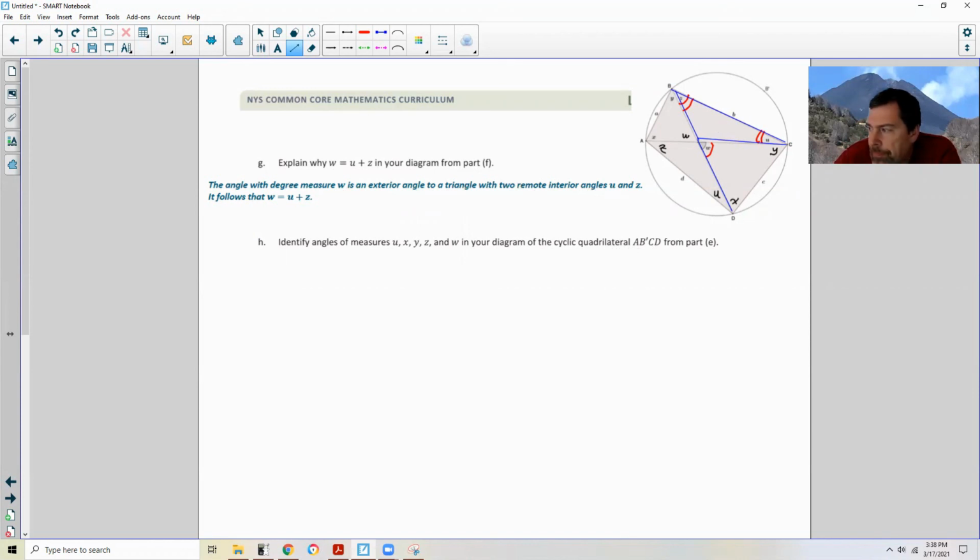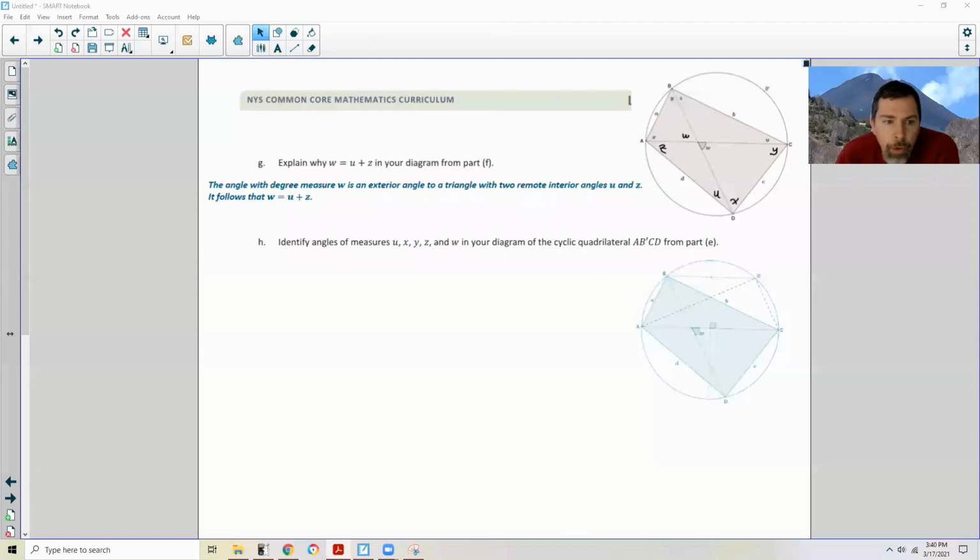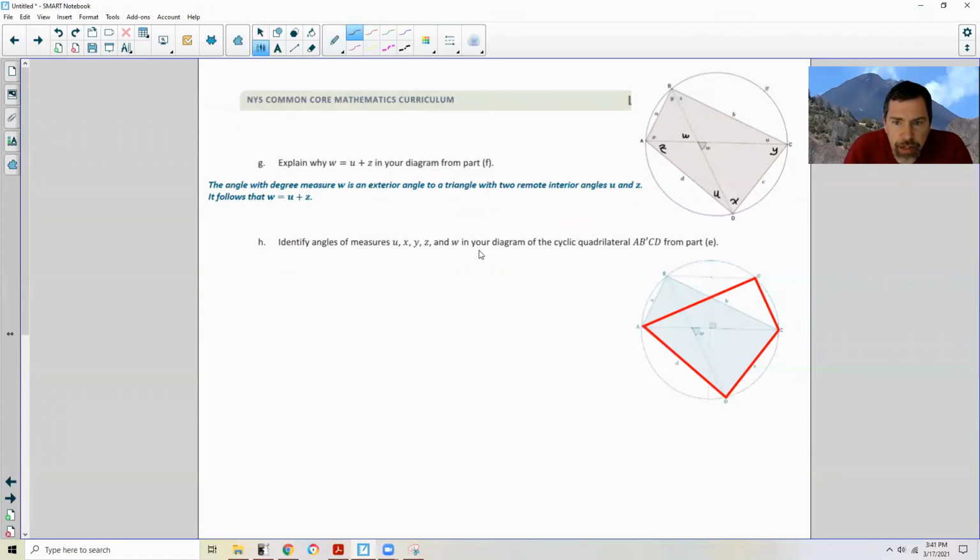Okay, part H says to identify angle measures of U, X, Y, Z, and W in your diagram of the cyclic quadrilateral A, B prime, C, D. So now we're focusing on A, B prime, C, D, this quadrilateral. Okay, so since we're focusing on that, let me draw that a little neater. Okay, that's a little better. Okay, so now we want to identify.